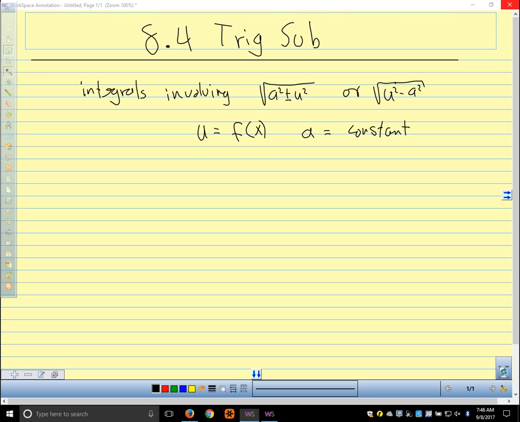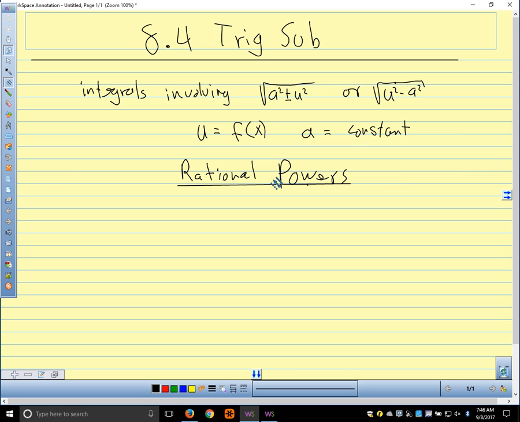So I'm not going to go through a lot of examples. I think we understand this fairly well. I want to just do a couple of examples of integrals where it might not be immediately obvious that you're dealing with a trig sub. The first one is rational powers. So this one's nice. The second one I really, really like, because it combines so many of our favorite things.